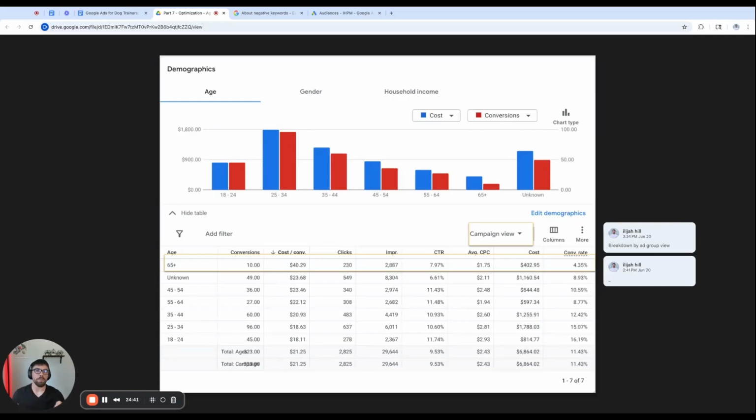And so it might not be people who are 65 plus across all your ad groups that are performing badly. It might be people who are 65 plus only for one particular ad group. So make sure when you're doing this, you break it down, not just by campaign view, but by ad group view as well.